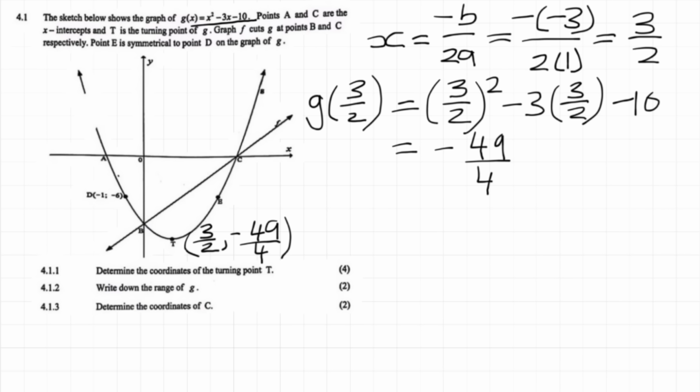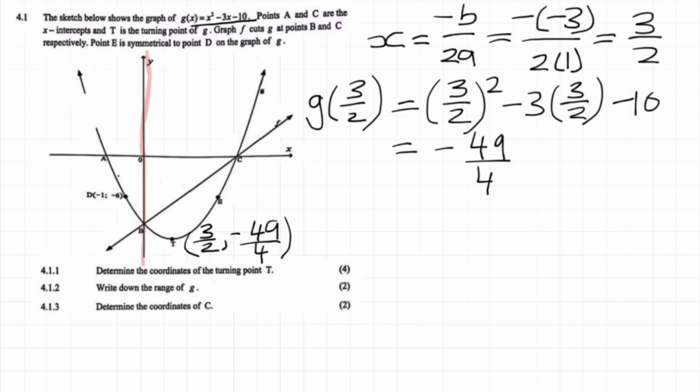And they say 4.1.2, write down the range. So the range, guys, we talk about the existence of the graph on the y-axis. How far does the graph exist along the y-axis, I mean this line here? We check where it starts to exist and where it ends. Whenever we check this, we check the y value of the turning point. If we put a line here, we can see that the graph does not exist downwards here. It starts to exist from negative 49 over 4 up until where?